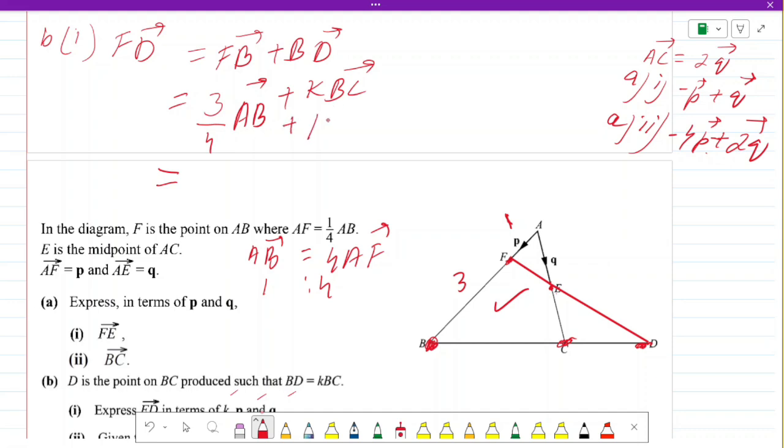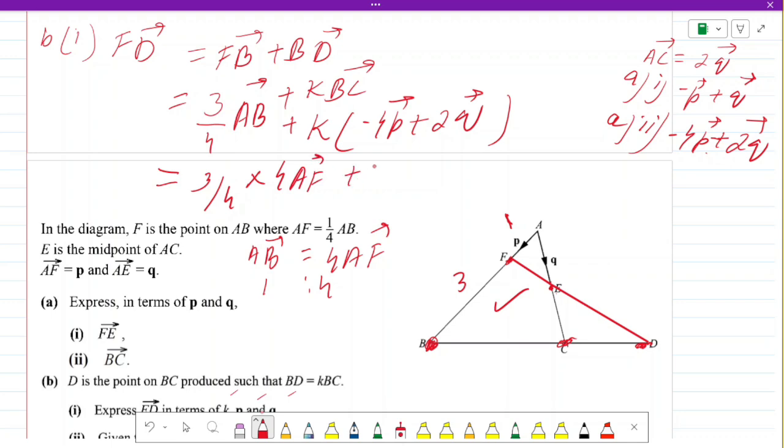And K times BC. So BC, we have already expressed over here. That is minus 4P plus 2Q. Just plug in the value. So that is 3 over 4 times AB. Here I have expressed that AB is 4 times AF. Yes. Plus K times minus 4P plus 2Q.